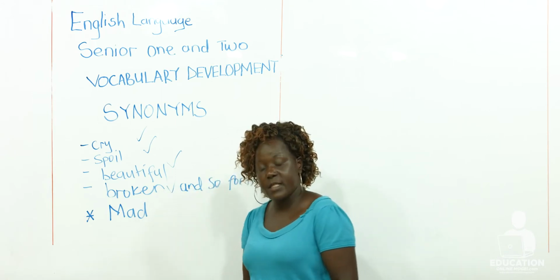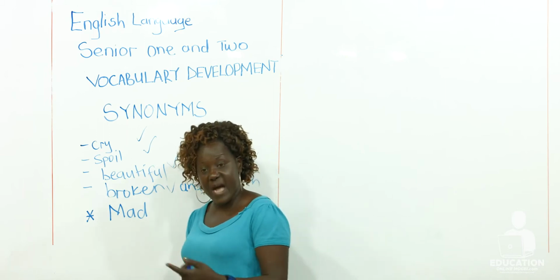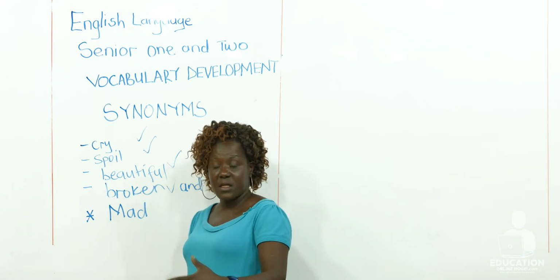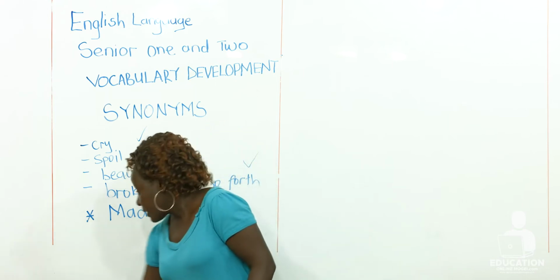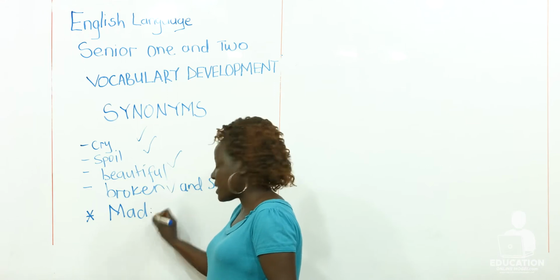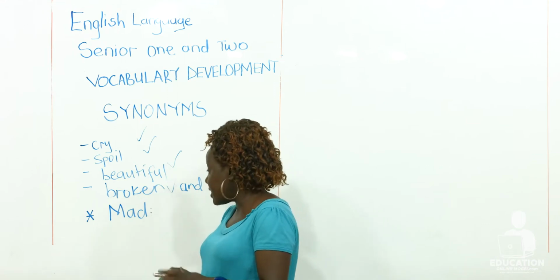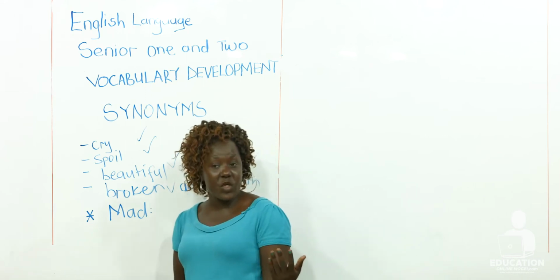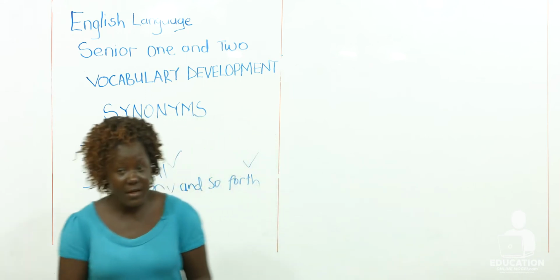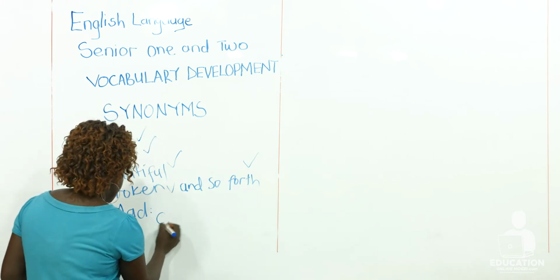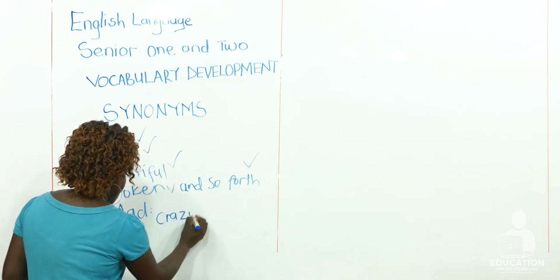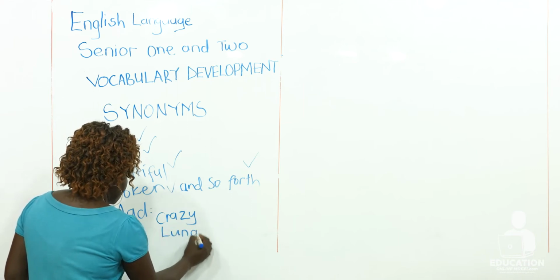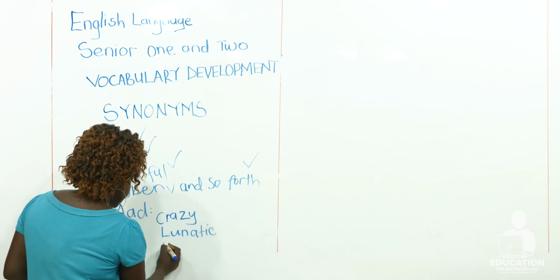M-A-D. It is a noun, meaning a certain kind of a person. It is also adjectival. It describes the state of mind of a person. Now, in this case, a person who is not mentally stable is called a mad person. But you can avoid it. My dear Senior 1 and 2, you can say crazy. You can also say lunatic. You can even say insane.